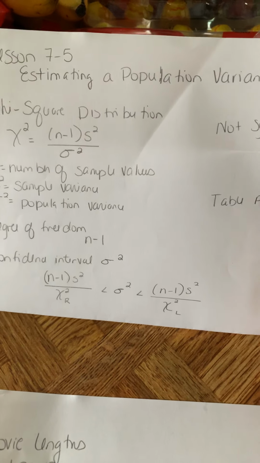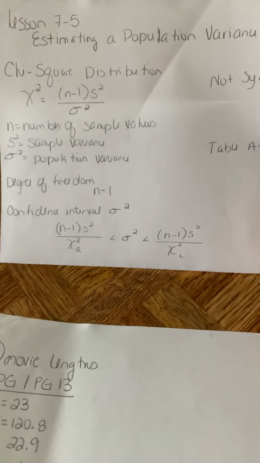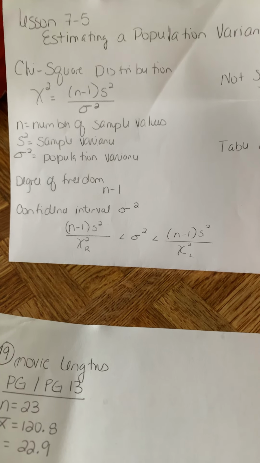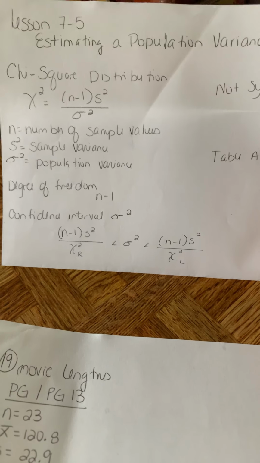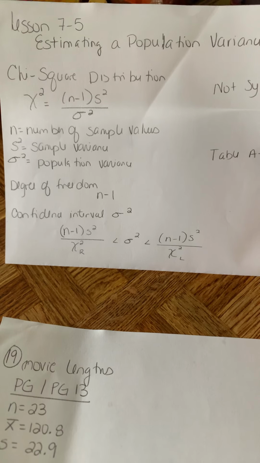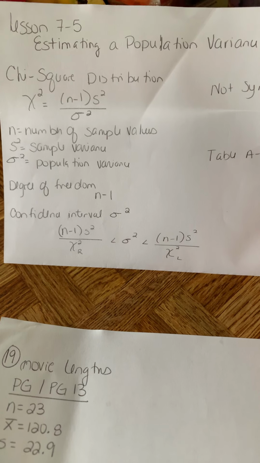Okay, probability and stats. I'm going to attempt to go over estimating a population variance, that lesson 7-5 that several people had questions on. So you've got your chi-square distribution. Okay, and I'm going to ignore that formula until the very end when I go over it.